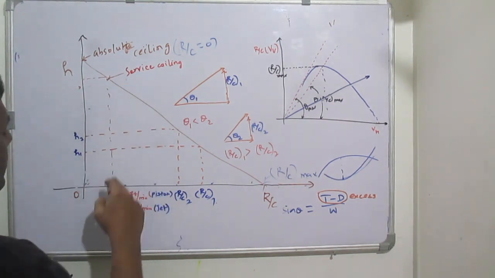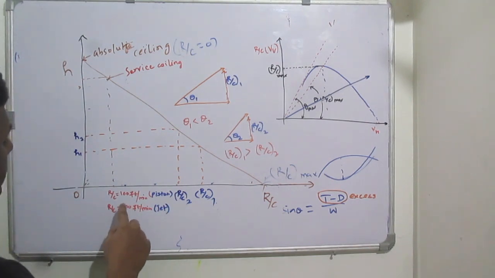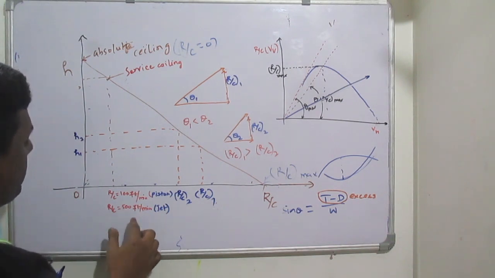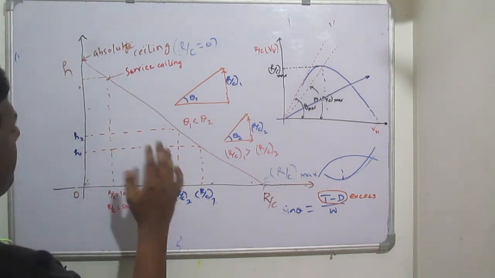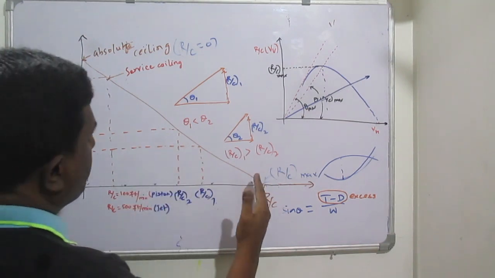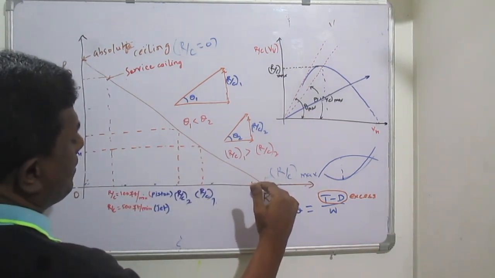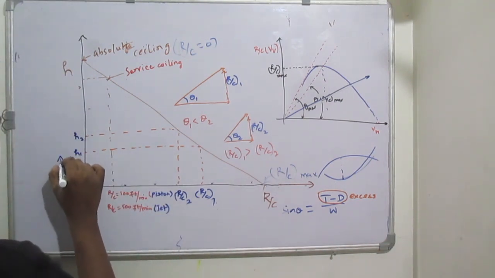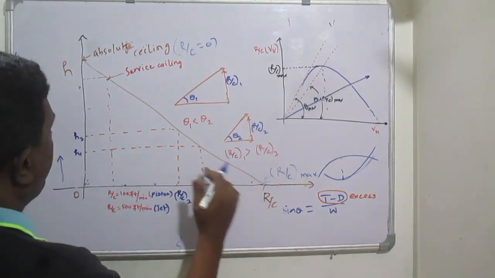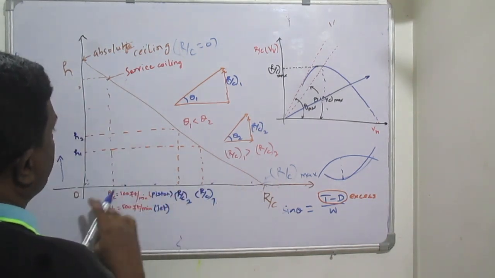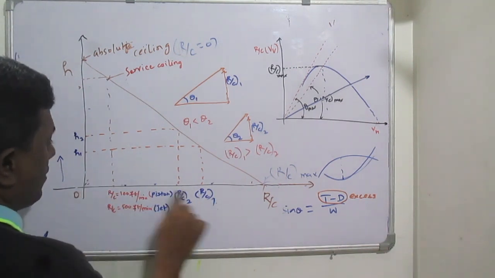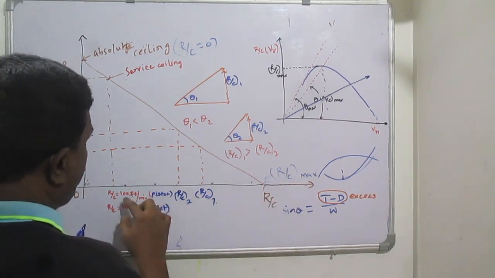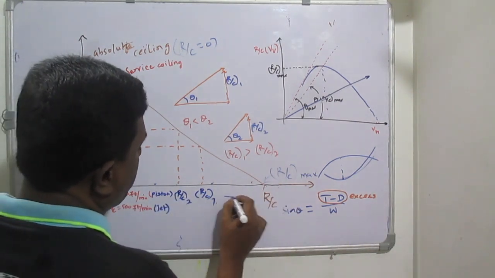We all know that the service ceiling occurs when the rate of climb equals 100 feet per minute for the piston engine and 500 feet per minute for the jet engine. Now, what are we understanding from this graph as the height increases? We have to understand what is happening with the rate of climb. On the horizontal axis, the rate of climb increases in this direction.